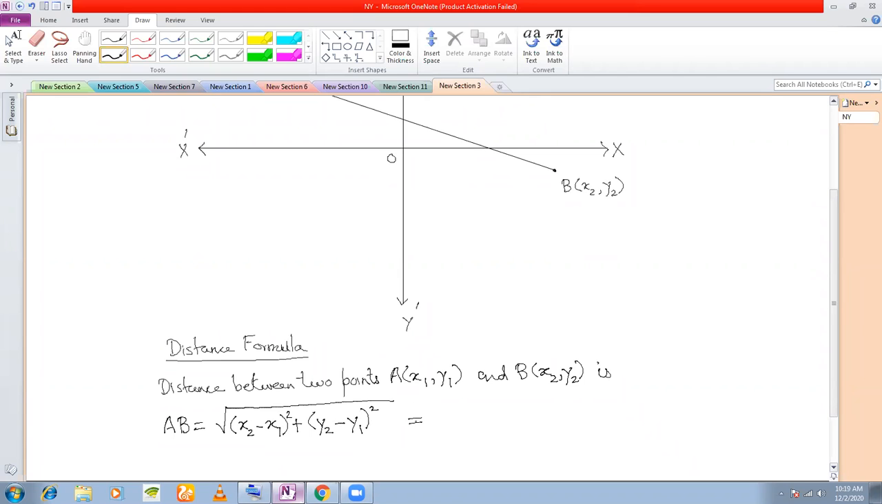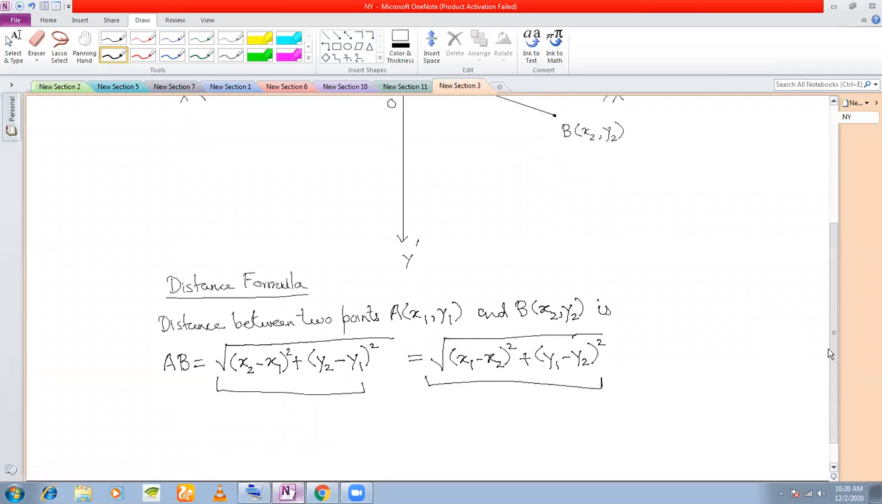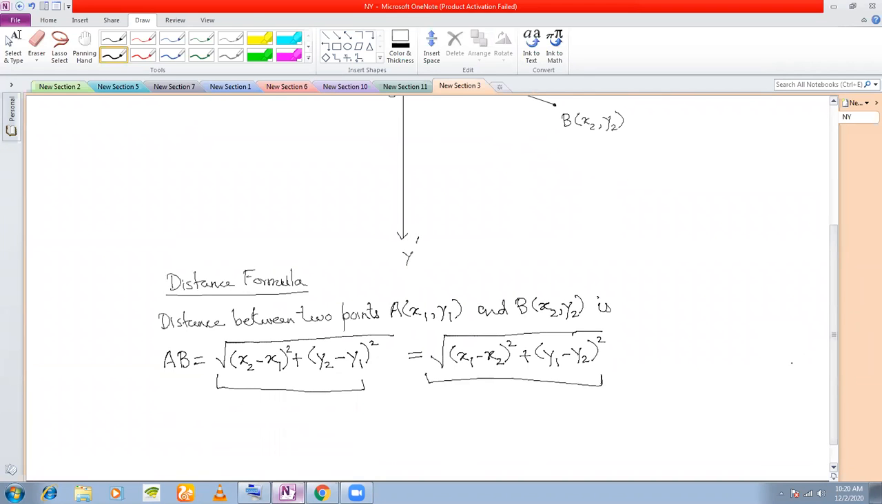Sometimes, this is almost the same. You can also write the formula as x1 minus x2 whole square, because once you have a square, you can interchange x1 and x2. You can also write this as y1 minus y2 whole square. Any way you want to remember, whether you want to remember this way or not, remember, the order of the coordinates is important. So let us take a very simple example to start with.